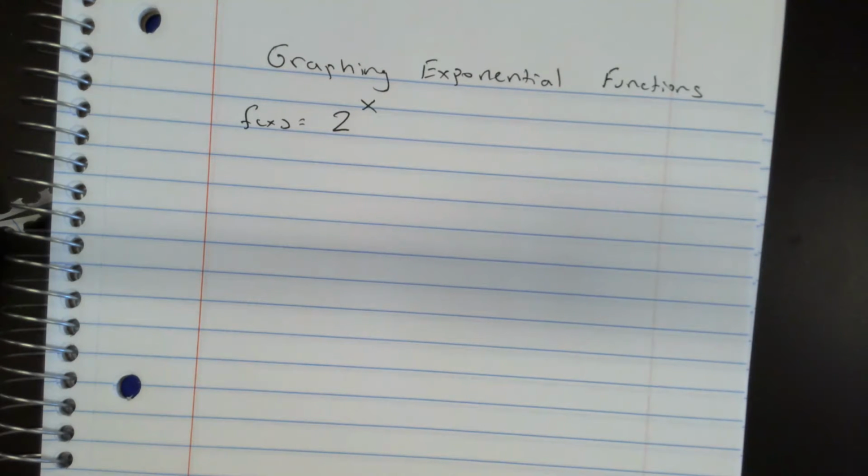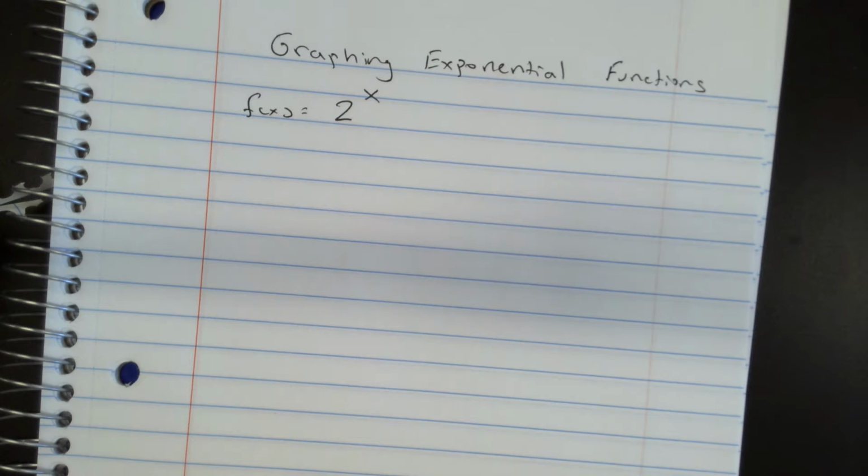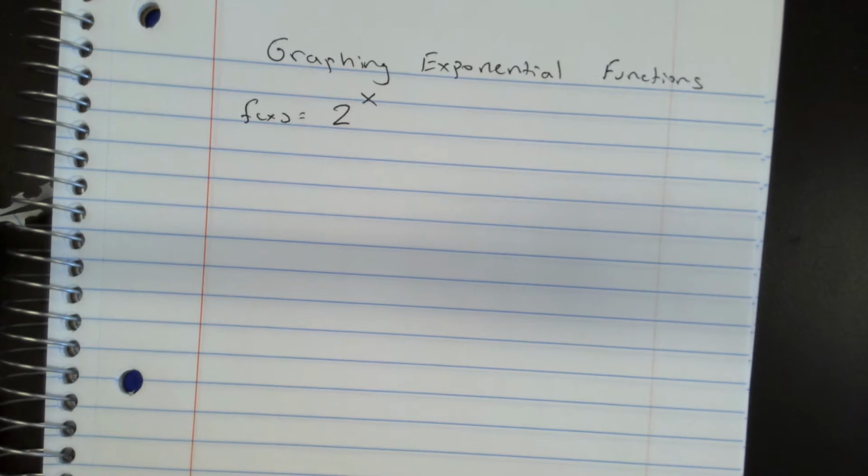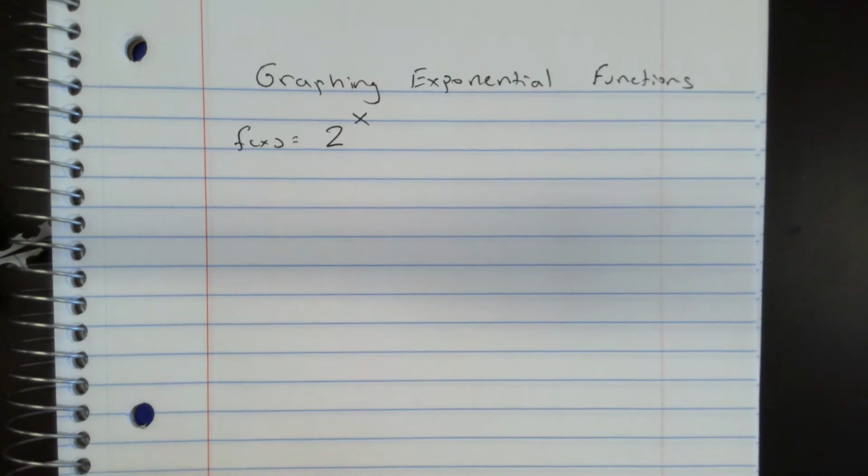That's the problem right there. I'm going to show you. There's an X where it should be. Okay, so first off, this is called an exponential function. Exponential functions, or graphing exponential functions, is when the variable, the x, is in the exponent.